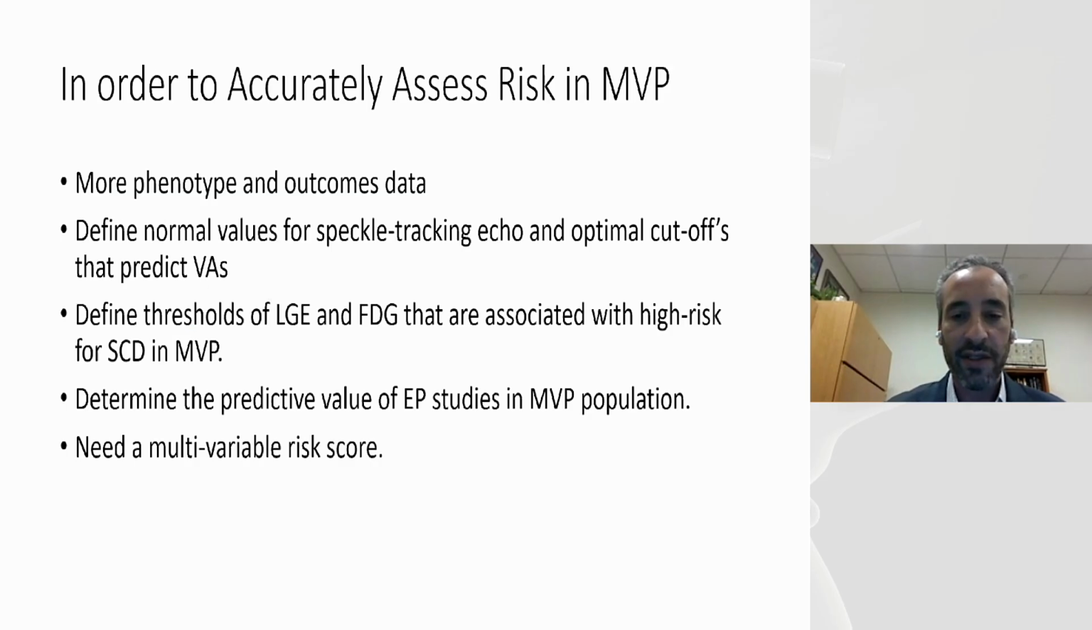In order to accurately assess the risk in MVP, we need more phenotype and outcomes data. We need to define the normal values for speckle tracking echo and the optimal threshold that predicts ventricular arrhythmias. We need to define the thresholds of LGE and FDG that are associated with sudden death in MVP. We need to determine the predictive value of EP studies in the MVP population, and we need a multivariable risk score similar to other conditions.